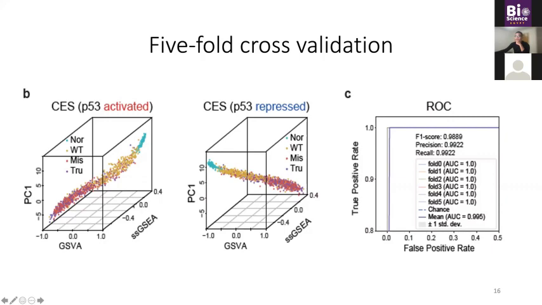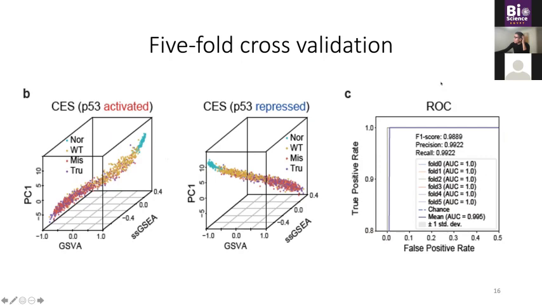So in terms of the model, the SVM will try to find a hyperplane to separate these samples. And you find a very similar conclusion for the CES score calculated from repressed genes, just the trend is reversed.